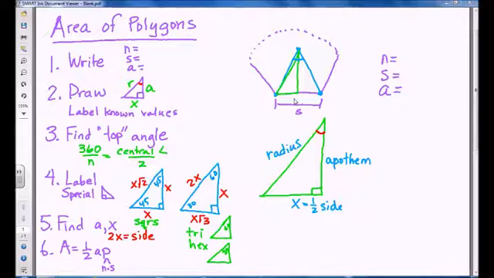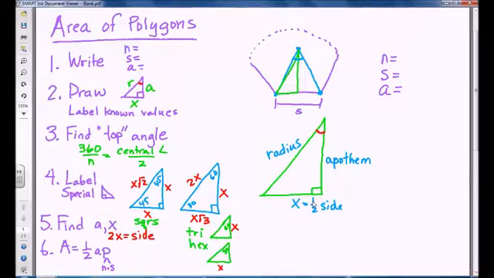When we label these, you have to be careful how they're labeled. The x always goes across from the 30. So in triangles, the x is over there. In hexagons, the x is on the bottom. Okay? Then once we have labeled our special right triangles, we use this information to find the length of the apothem, to find the length of x, which is one of the sides of our little triangle. Do not forget that 2x is side length.